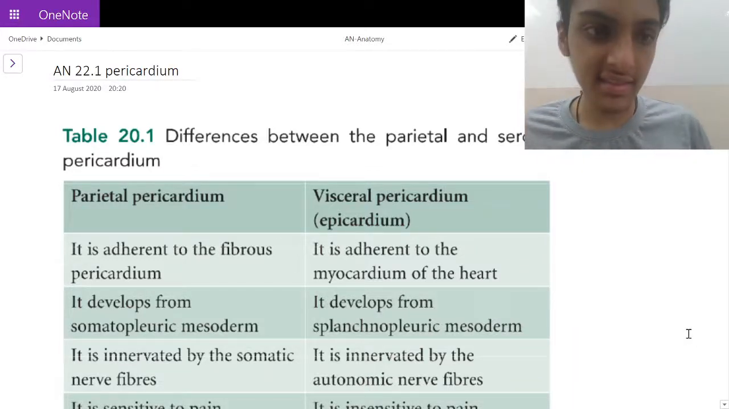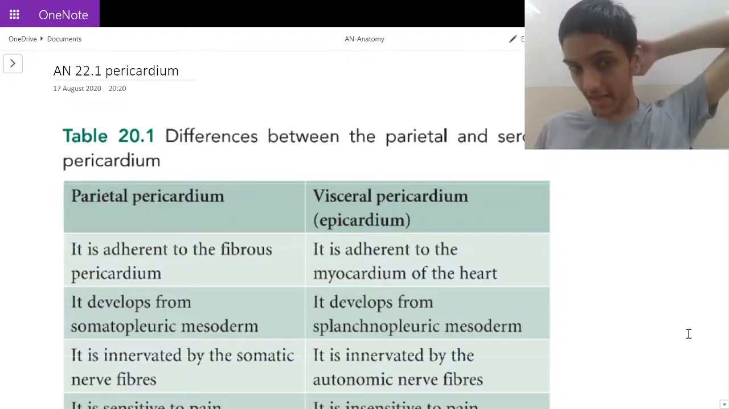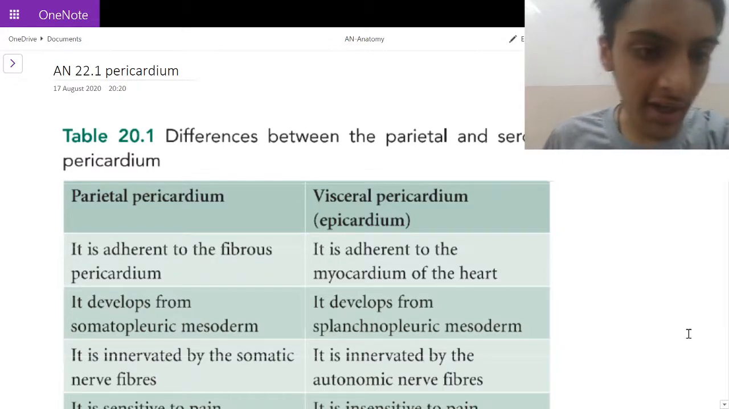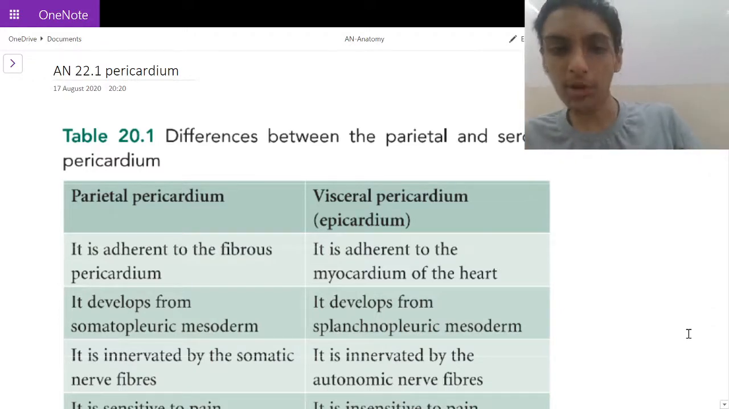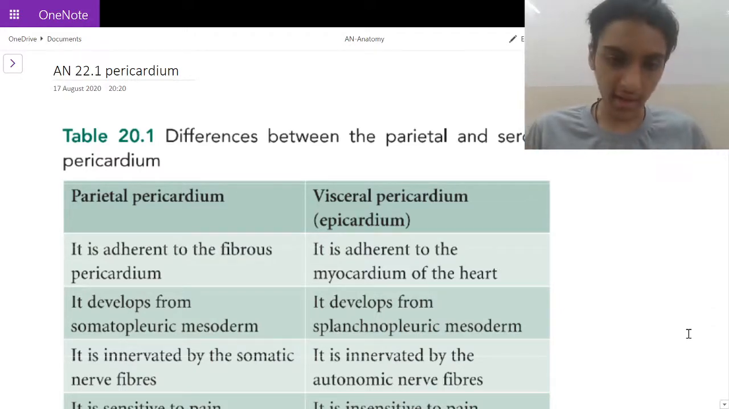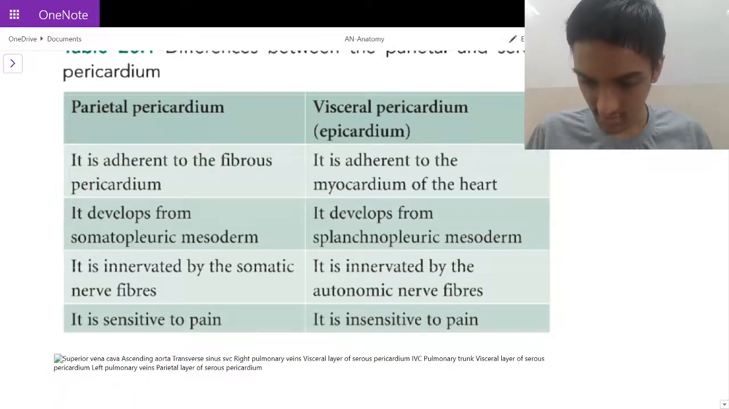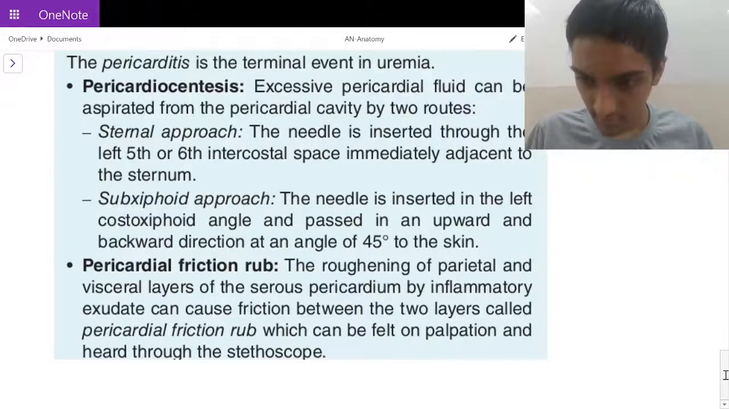Hello friends, in this video we'll talk about pericardium. Let us see two important pericardium, that is parietal and serous. If you know how to write pericardium as in parietal and serous, the plural also will be very easy. I'll tell you the comparison.